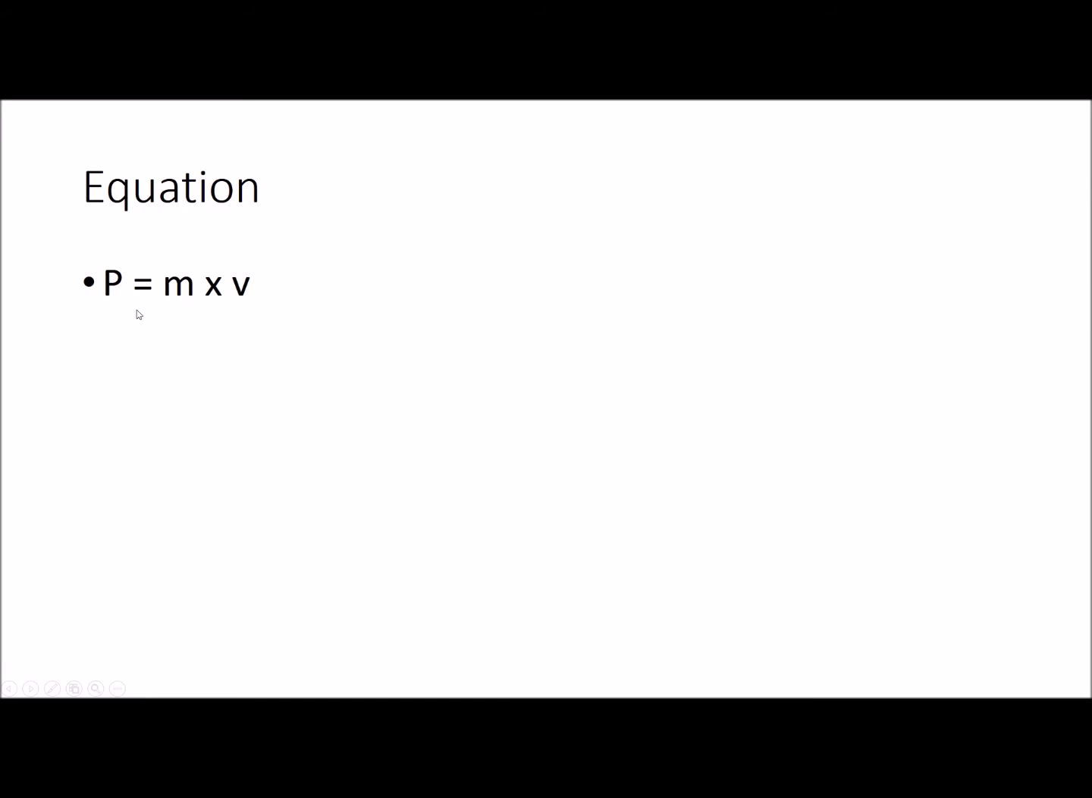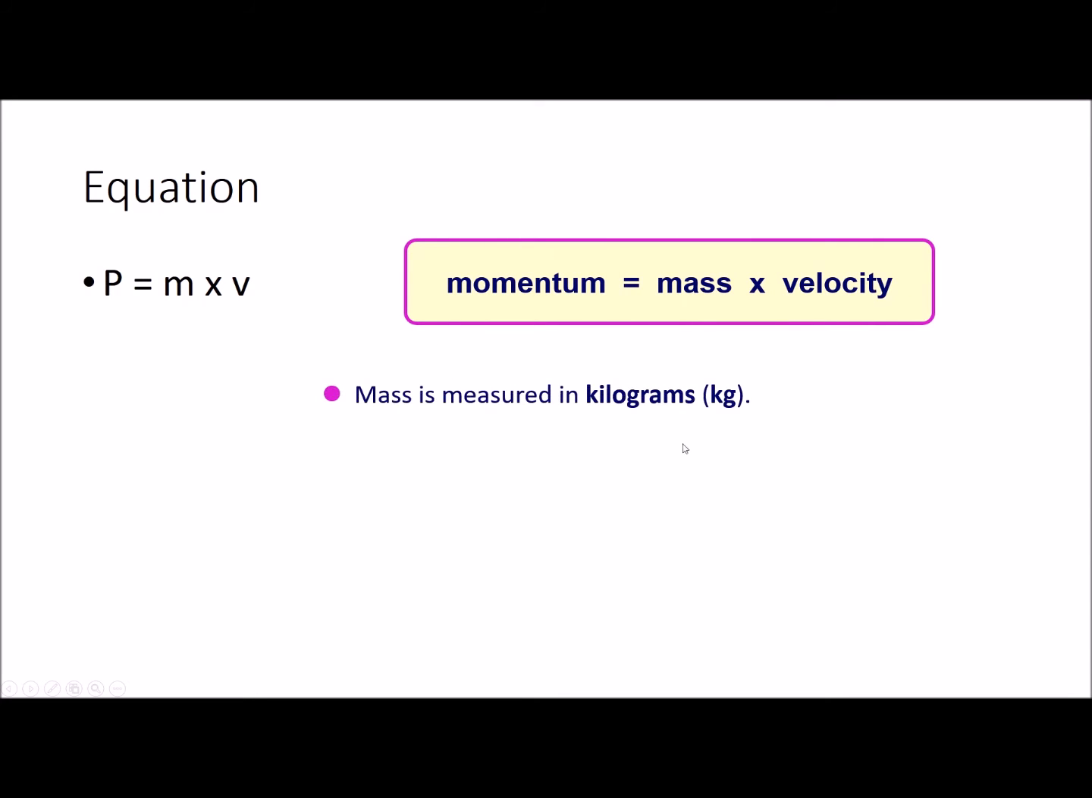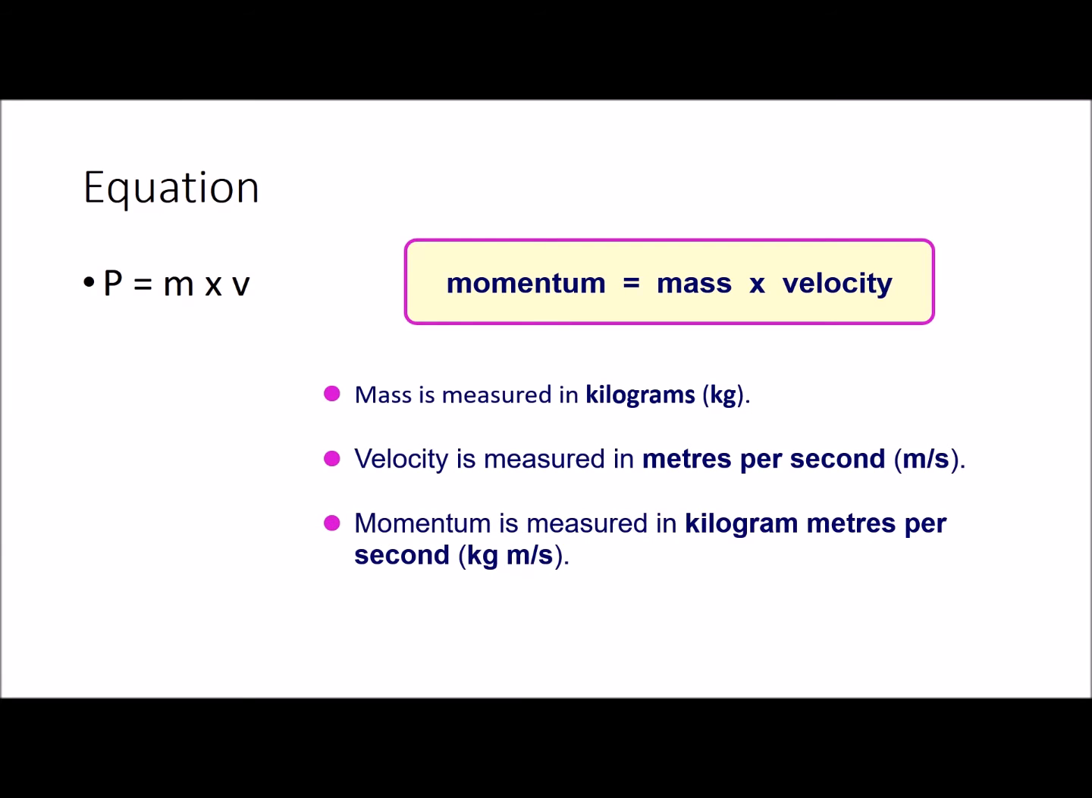So we're going to need this equation, P equals m times v, where P is the momentum, m is the mass, and v is velocity. The mass is measured in kilograms. Sometimes you may get a question where the mass is in grams, in which case you have to convert it back. The velocity is measured in meters per second, and the momentum is measured in kilogram meters per second.